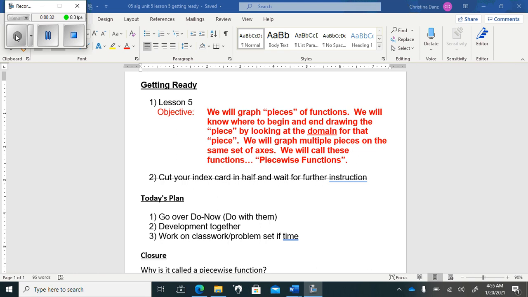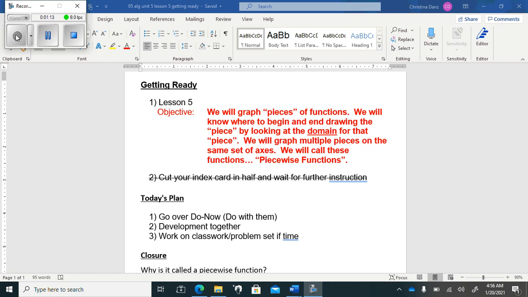You can see my number 2 of getting ready. I put a line through it. It said, cut your index card in half and wait for further instruction. You'll see that when I'm graphing, I use index cards to cover up part of the graph so that I can connect the points that I'm supposed to connect. So it doesn't necessarily have to be an index card. Since I'm doing it on a computer, I'm just using two windows to hide parts of something. You could use two pieces of paper, you could use your hands, but I'm going to show you using what I'm going to use to represent an index card.